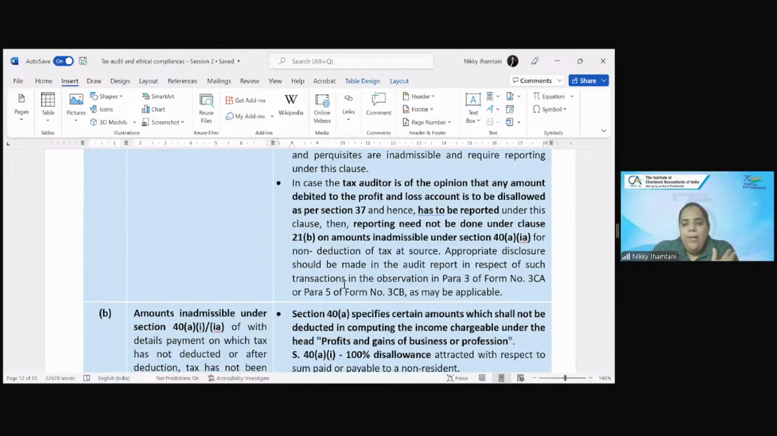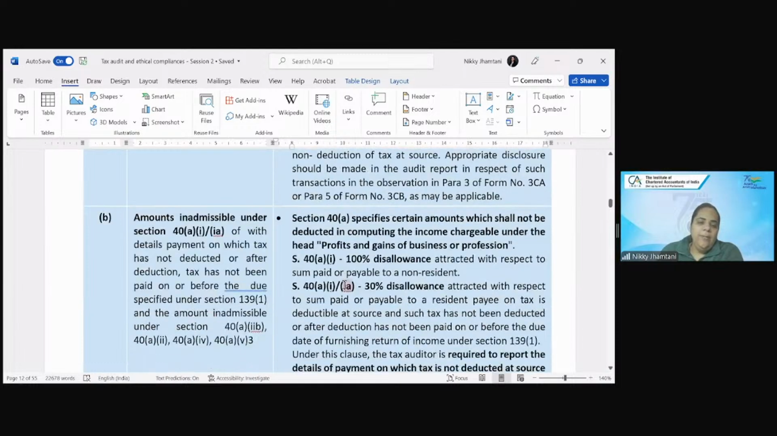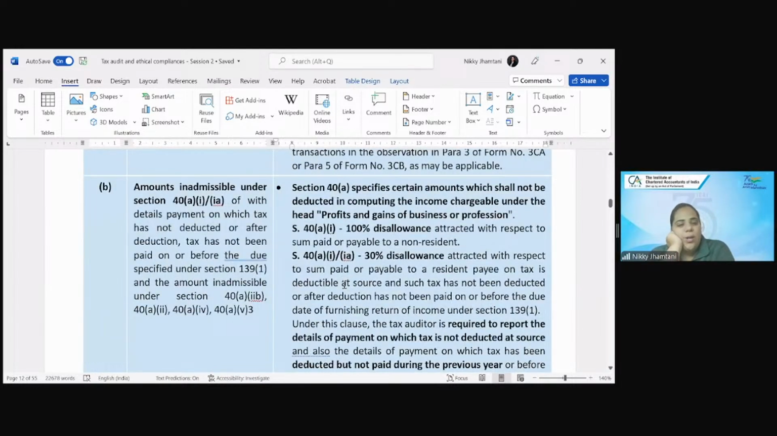Appropriate disclosure should be made in the audit report in respect of such transactions in the observation in para 3 of Form 3CA or para 5 of Form 3CB as may be applicable. Then the next is amounts which are inadmissible, which are not allowed in law. So amounts inadmissible under section 40A(ia) or 40A(i) with the details of payments on which TDS has not been deducted or after deduction has not been paid before the due date specified under 139(1), which is filing of return, and the amount is inadmissible under section 40A(2)(b), 40A(2), 40A(4) or 40A(5).